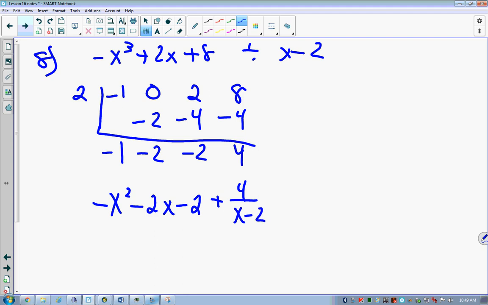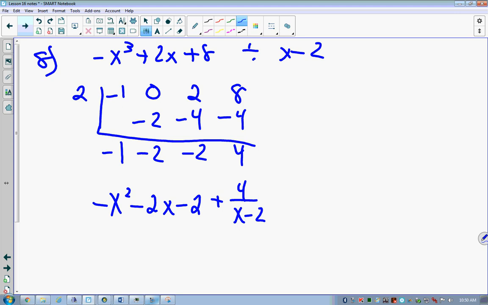I'm going to check real quick and see if that actually did come out as the answer. Let's see, where are we at here on number 8? Negative x squared minus 2x minus 2 plus 4 over x minus 2. That's the way we want to do that one. Does that make sense? You should be able to do that with number 9 as well. You're just simply going to divide by 2. And if you work out number 9, you should get C as an answer.